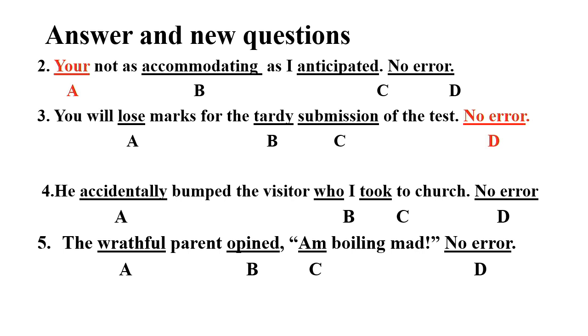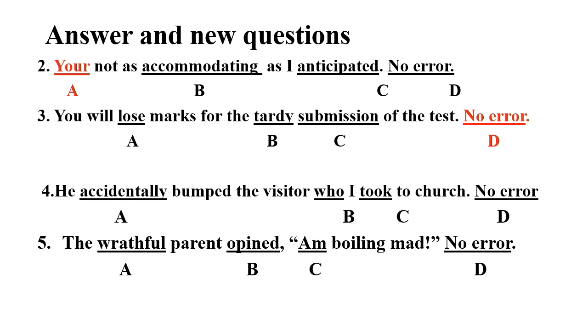Number 3, you will lose marks for the tardy submission of the test. No error here. Lose means you're not going to get them. They're going to be misplaced somewhere else, but not on your paper. So you are not going to get it. Notice lose is a verb. Will is a helping verb coming before the main verb. The main verb is lose, 4 letters just like verb. So fine. Tardy is quite okay. Tardy meaning late, T-A-R-D-Y. And submission is correctly spelled with 2 S's. Good. So it's D, no error.